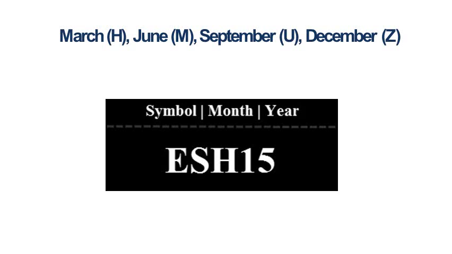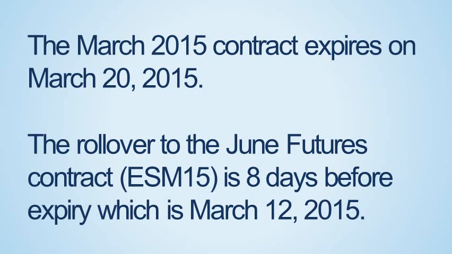So let's use the ES for an example, highlighting the March 2015 expiration, the ESH15. So the March 2015 contract expires on March 20th, 2015. The rollover to the June futures contract, the ESM15, is 8 days before expiry, which is March 12th, 2015. This is when you want to monitor the volume in your market as many traders begin to exit that current contract.